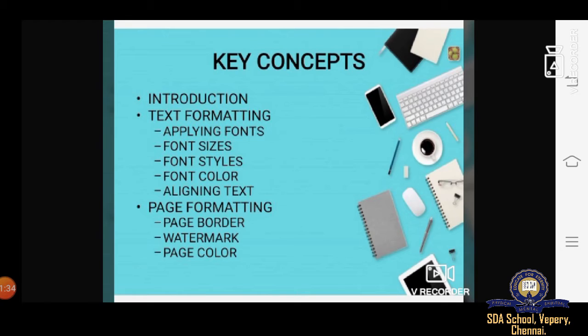These are the key concepts that we are going to discuss in chapter 4, formatting in MS Word 2007. First we are going to discuss the introduction, and second we are going to discuss text formatting. Under that these are the units that we are going to study: applying fonts, font sizes, font styles, font color, and linking text. The third point is page formatting. Under that we are going to study page border, watermark and page colors. So these are the things we are going to discuss, and I hope all of you pay attention when we are discussing each point in this chapter.